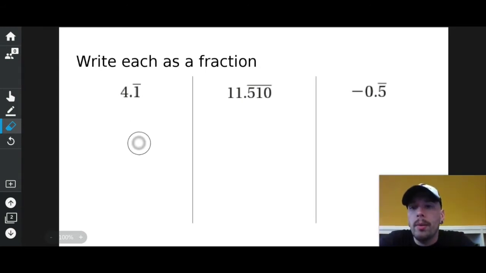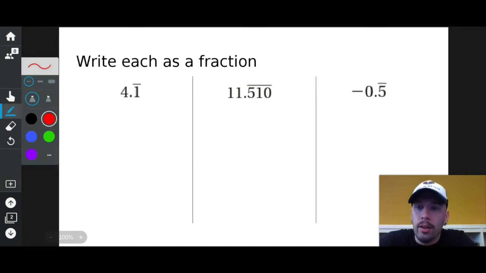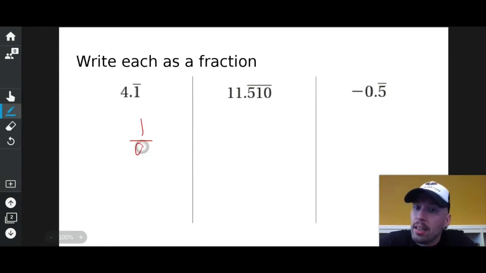So you put one over a nine. Four lives in front. Dunzo. Look at the fraction. Can I simplify 1 over 9? Nope. I'm done.